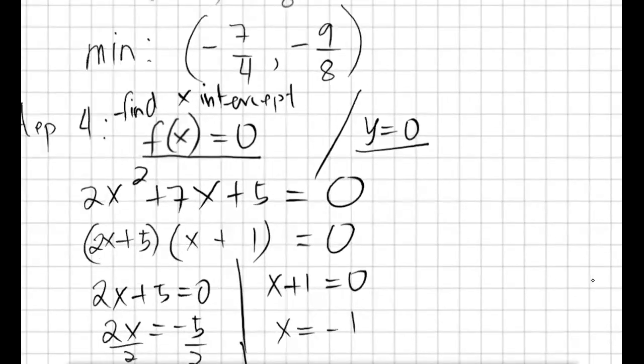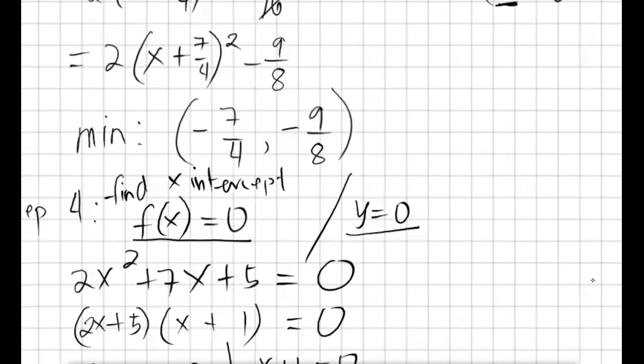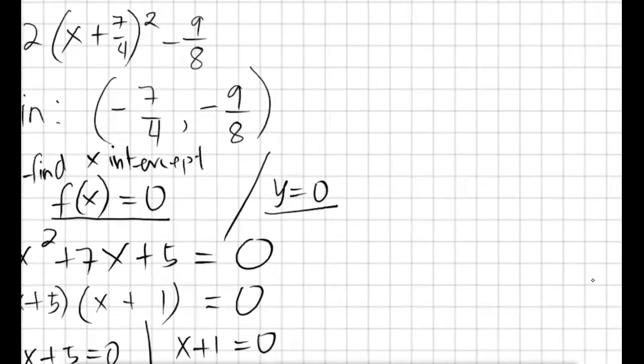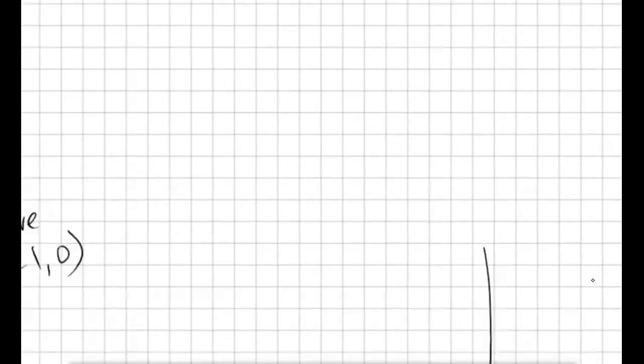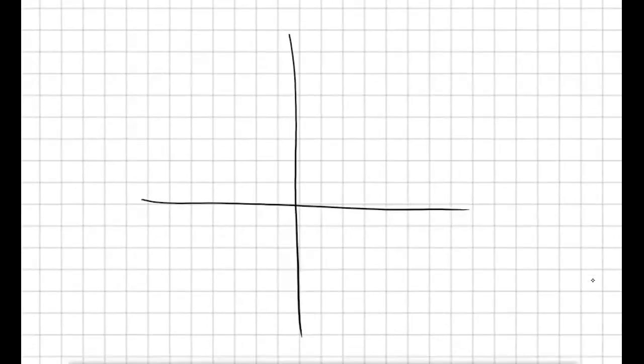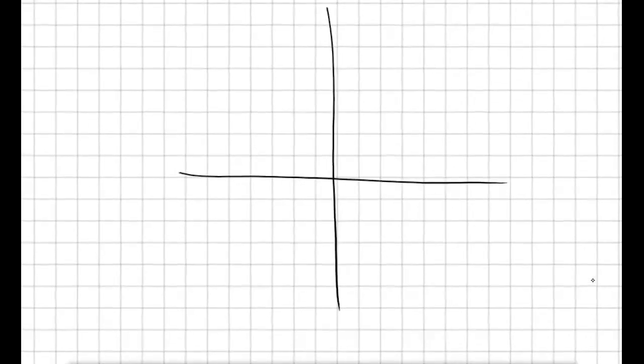If we are going to graph, okay, so the information that we have so far is it opens upward. Yes, it has a minimum. The minimum is negative 7 over 4 and negative 9 over 8. What are the values in decimal? So this is the minimum.